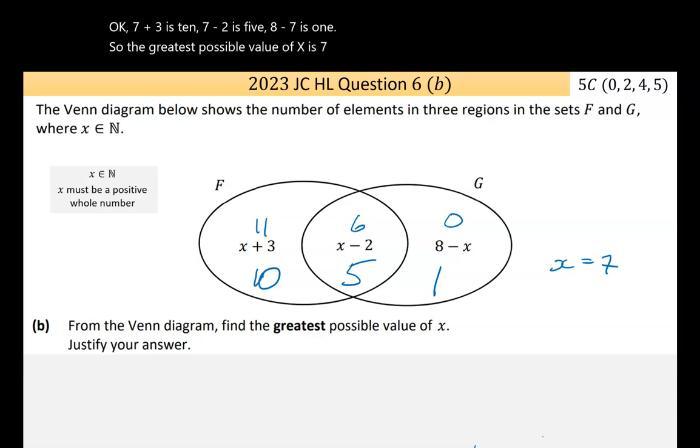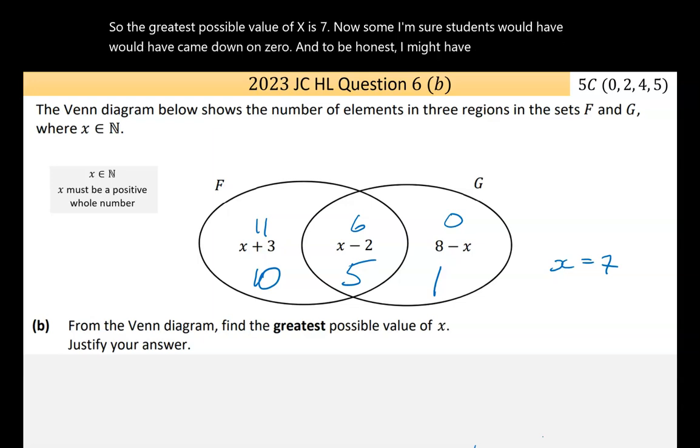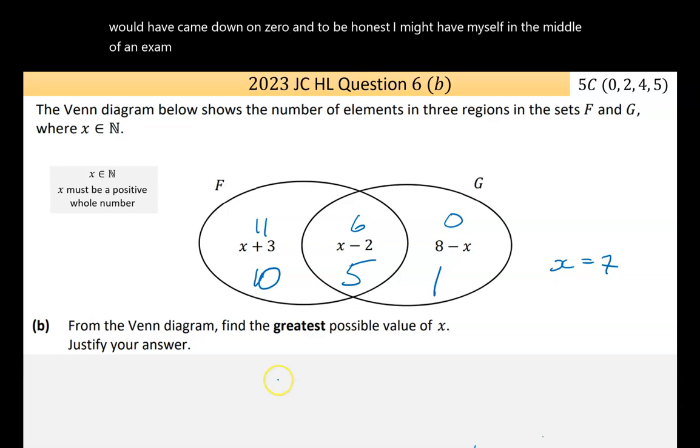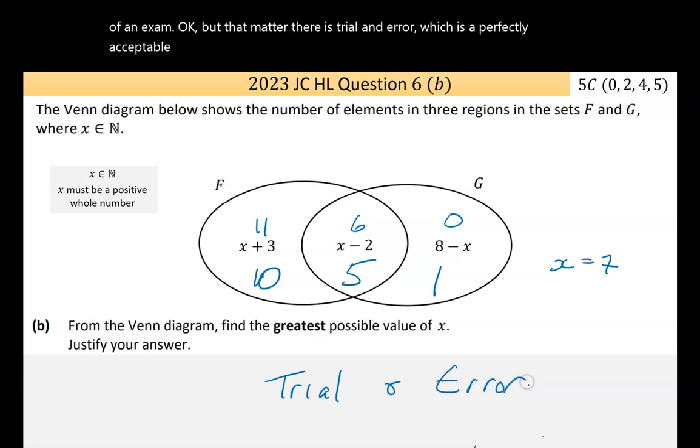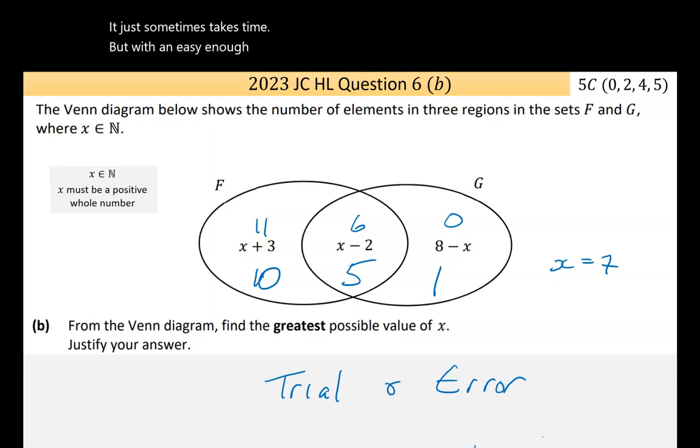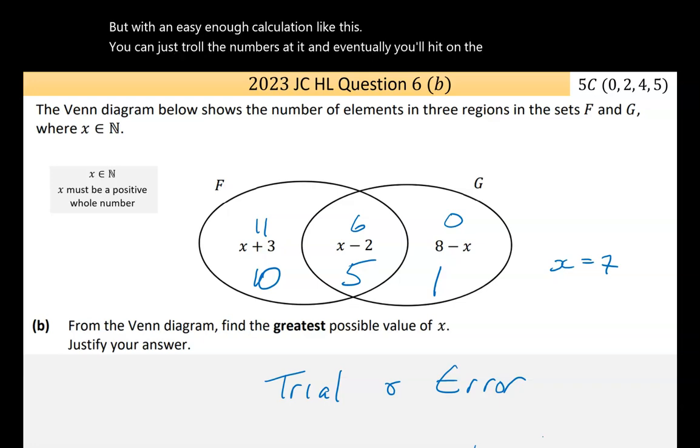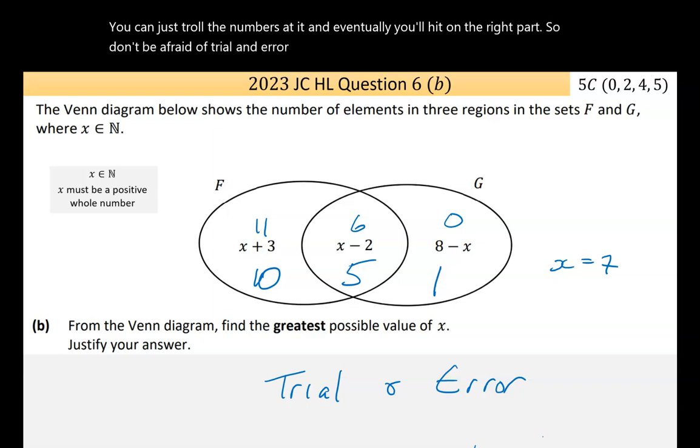Now, I'm sure students would have come down on 0, and to be honest, I might have myself in the middle of an exam. But that method there is trial and error, which is a perfectly acceptable methodology. Now, there very well could be other, maybe more intriguing ways of doing this question, but trial and error is perfectly acceptable. It just sometimes takes time. But with an easy enough calculation like this, you can just throw the numbers at it, and eventually you'll hit on the right target. So don't be afraid of trial and error. But obviously there are strategies that can be faster, but this question is not one of them.